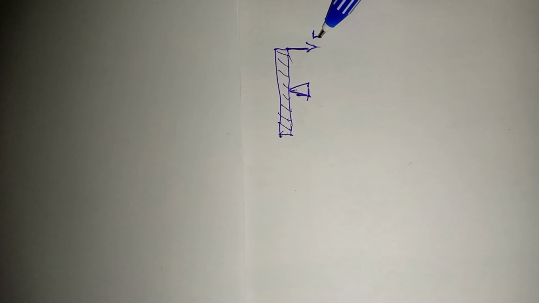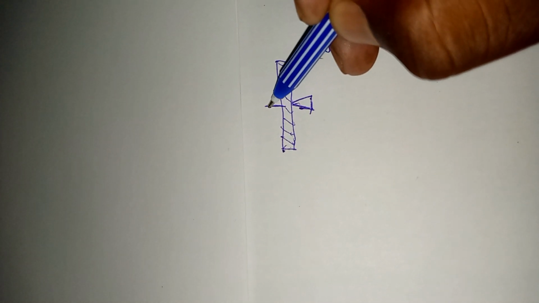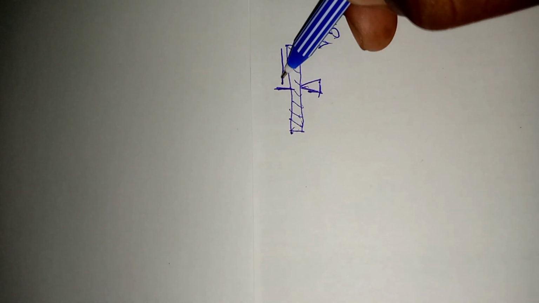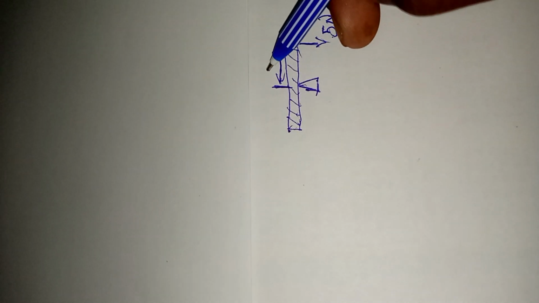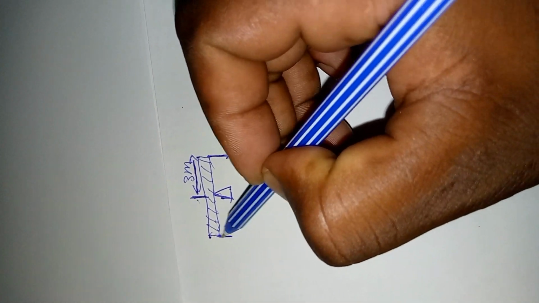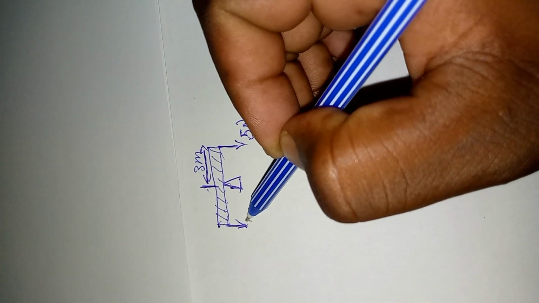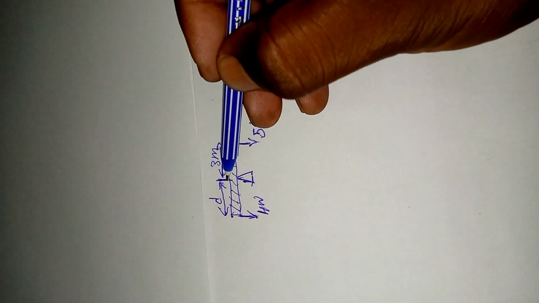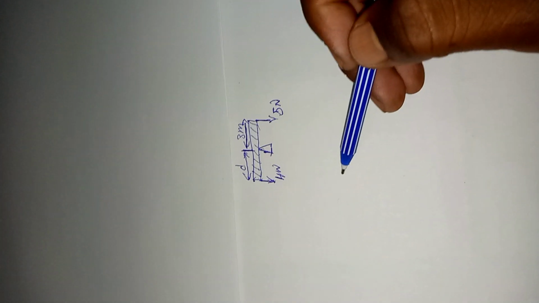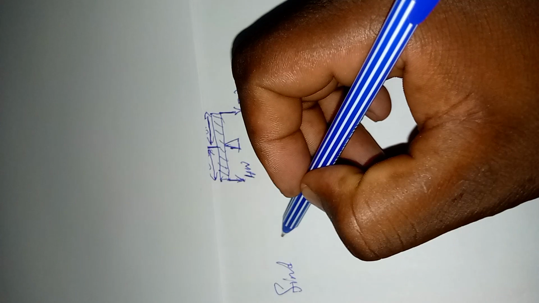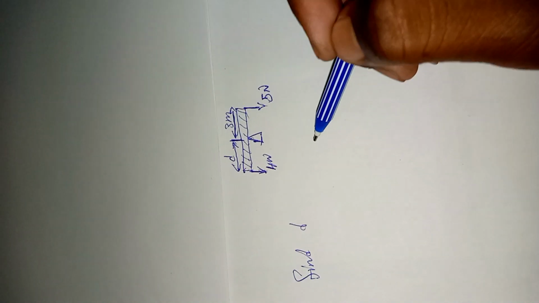We'll have our force, maybe 5 Newton, and a distance from the pivot to this force, maybe 3 meter. And here we also have our force, let's say 4 Newton. And the distance from the pivot to where this 4 Newton is, we haven't been given. And our question says, find D, which is our distance.